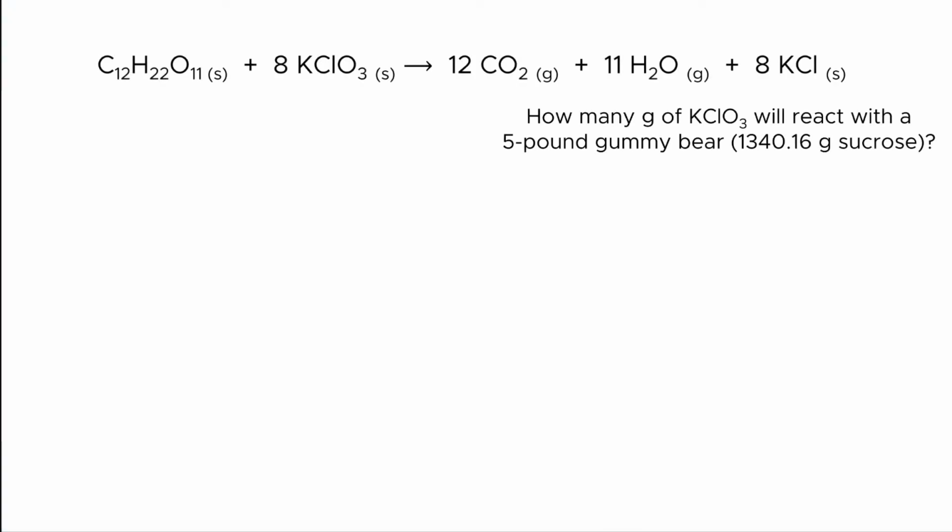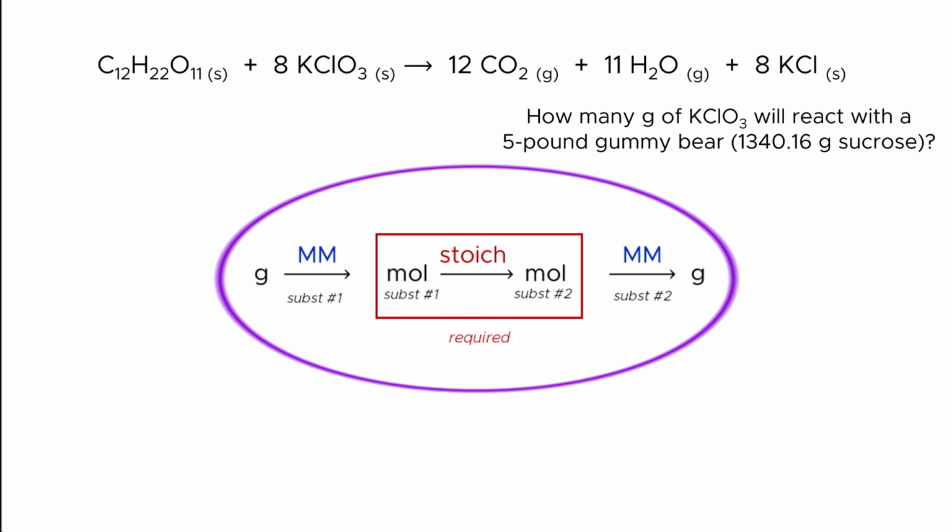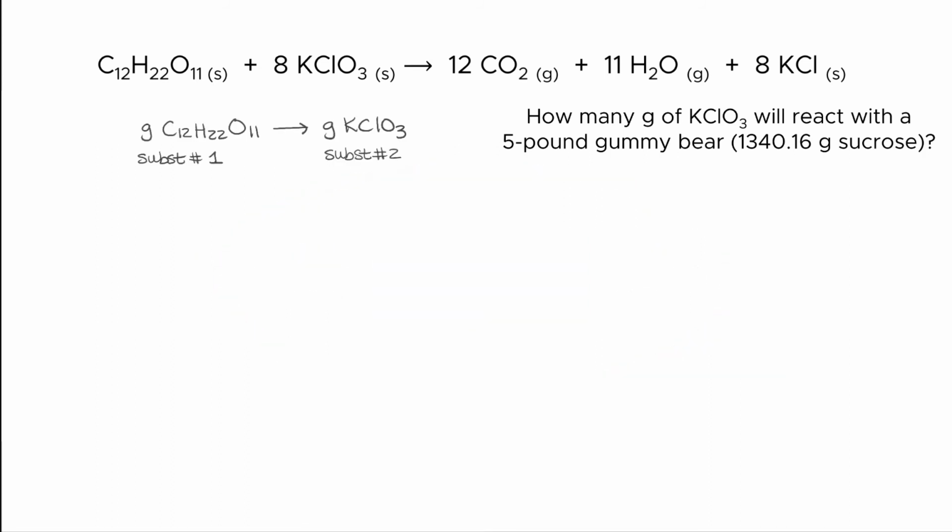In our final example, our sample is a 5-pound gummy bear. So we're given 1340.16 grams of sucrose and are asked to calculate grams of KClO3. Sucrose is substance 1 and KClO3 is substance 2. Here, we're following the entire path from grams of substance 1 to grams of substance 2. So we need molar masses for both.